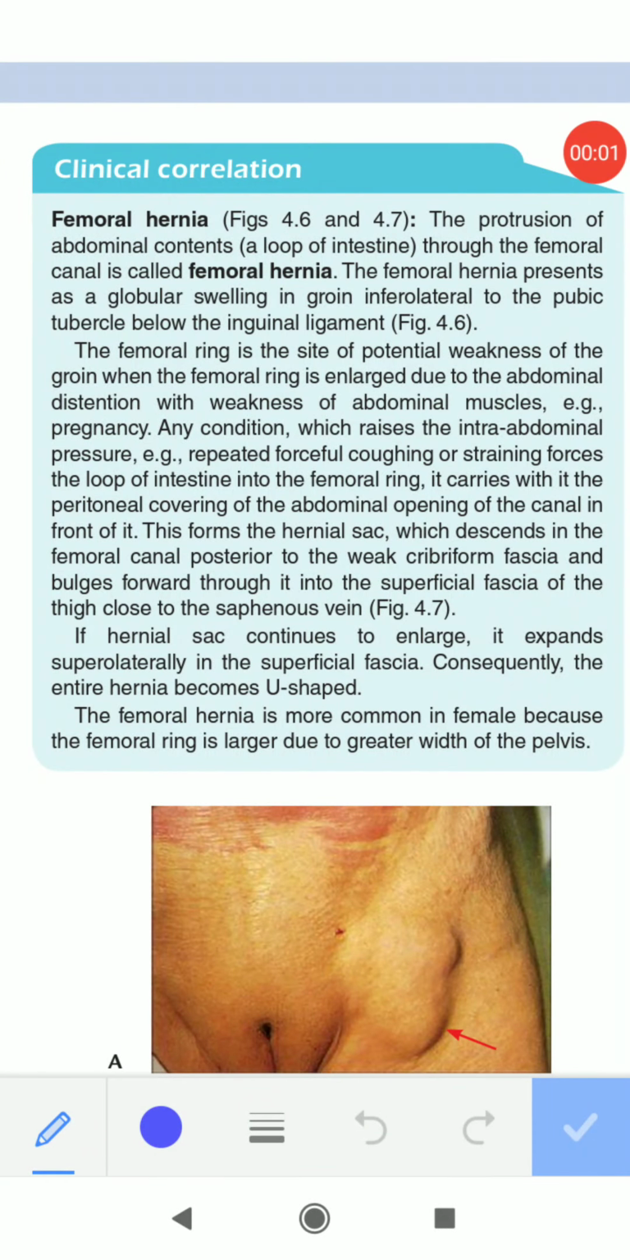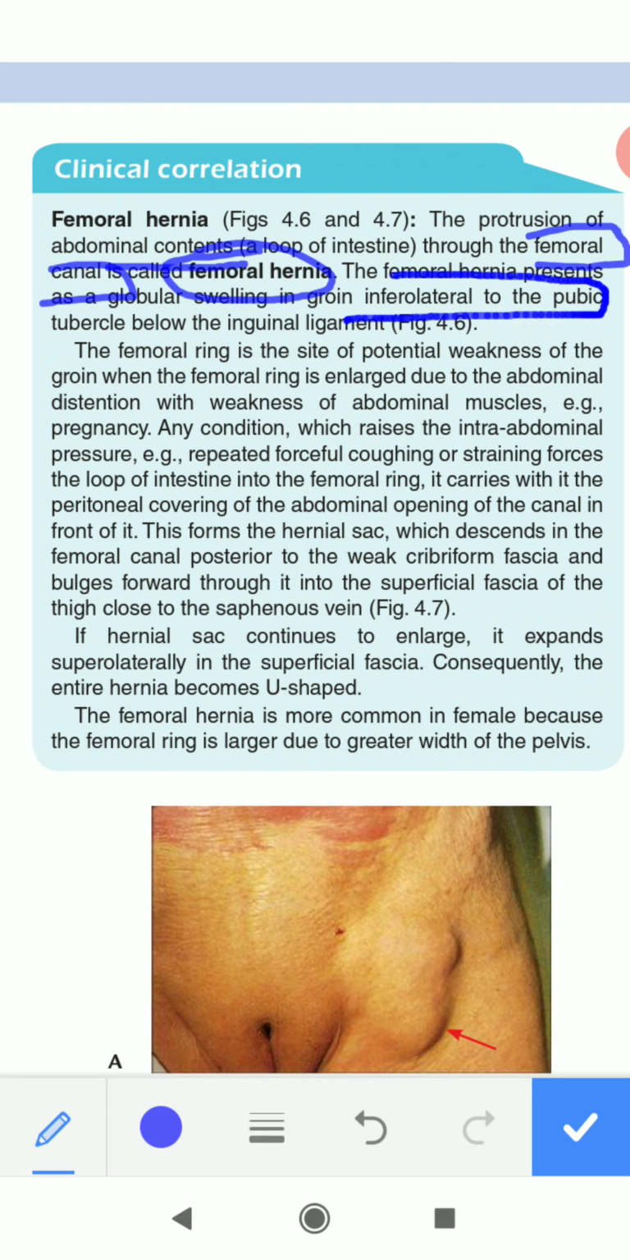So I missed one topic, that is the femoral hernia. Femoral hernia means herniation of any abdominal contents through the femoral canal. If the protrusion occurs through the femoral canal, it is known as femoral hernia. You can identify a femoral hernia clinically if the swelling is present inferolateral to the pubic tubercle.